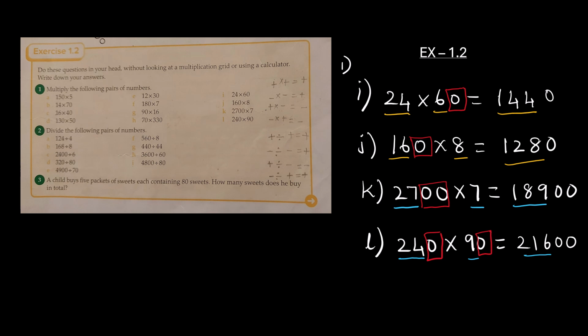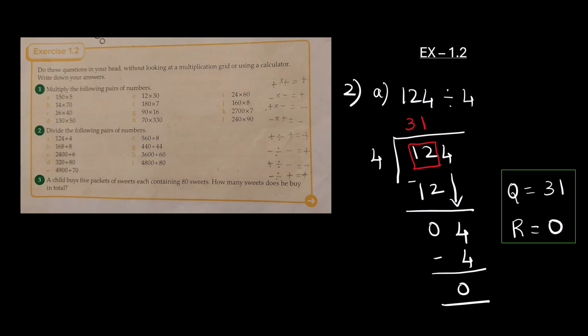So first what we have to do? We should multiply the numbers. 24 into 9 is equal to 216. How many zeros we have? Two zeros. We have to add to the end of the number. So answer is 21,600.